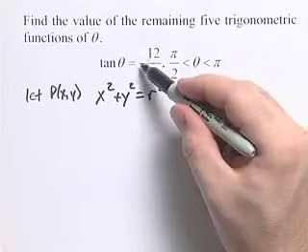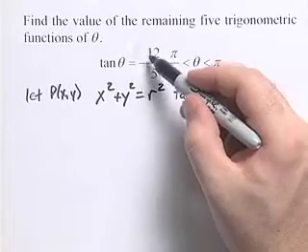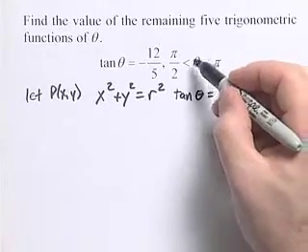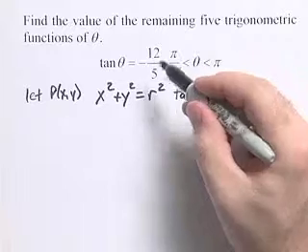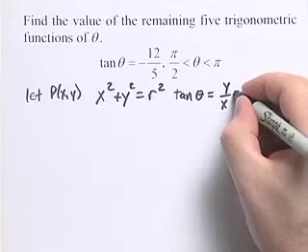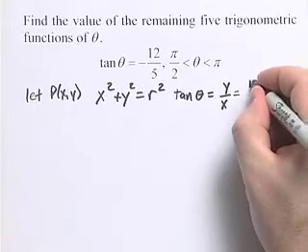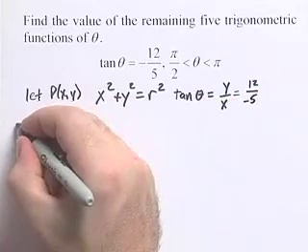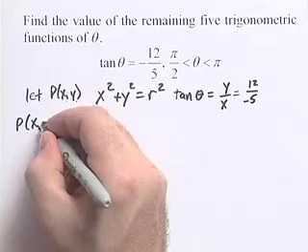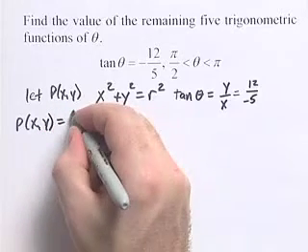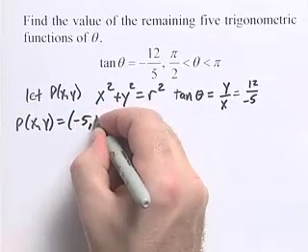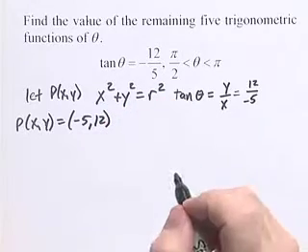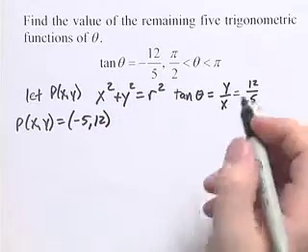Now we have a negative value for the tangent, so we need to determine whether it's y or x that's negative. Since we're in quadrant 2 on our circle, we know that it's the x value that's negative, so we can write this as 12 over negative 5. Therefore our point xy is equal to negative 5 comma 12. And we can use that to find our remaining trig functions.